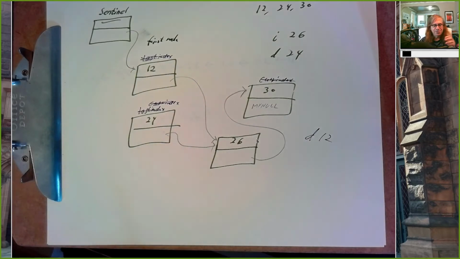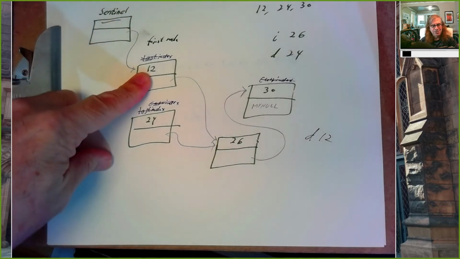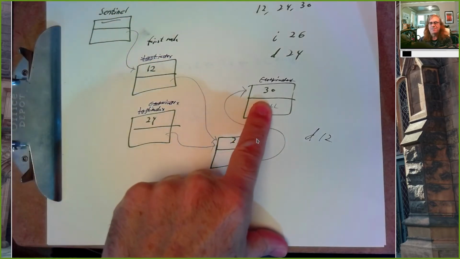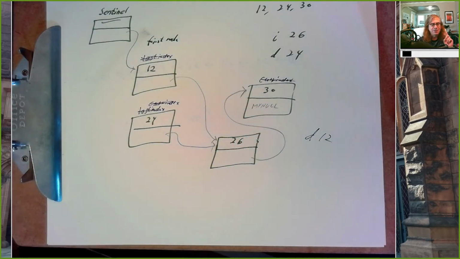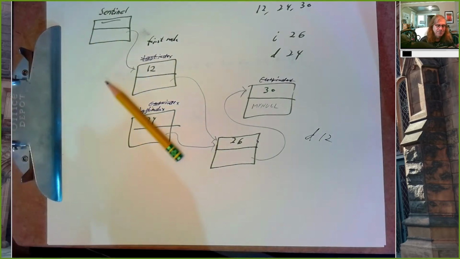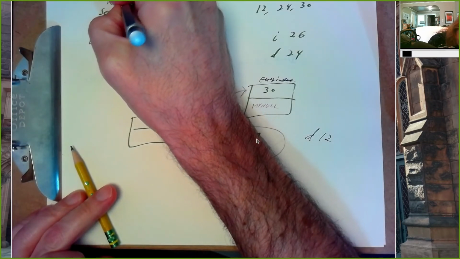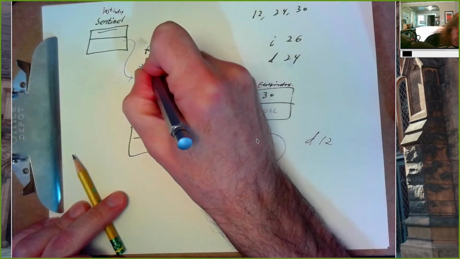So with everything we've done so far, we want to find a 30, right? Well, we'll start with the sentinel. That points us to our first node. Nope, that's not a 30. Nope, that's not a 30. Hey, there's a 30. I found a 30. But now, if we want to delete the 12, what happens? Well, we're going to start off with the sentinel node and the first node, and this is going to initially be our last index. And this is going to be our current index.